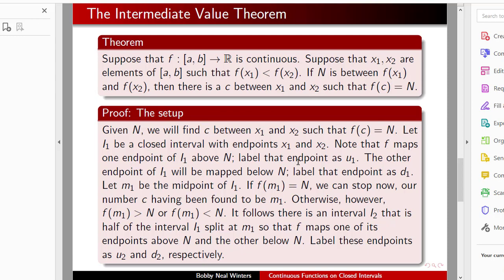Okay. Now, note that f maps one endpoint of I1 above N and one endpoint below N. Label the endpoint of I sub 1 that f maps above N as u sub 1. We'll call it upper. The other endpoint, which will be mapped below N, we call d1. We call it for down. So u is for up, d is for down. Now let m1 be the midpoint of that interval I1. Okay, if f of m1 is equal to N, then we're done. Okay, but that's not going to happen except in very special cases.